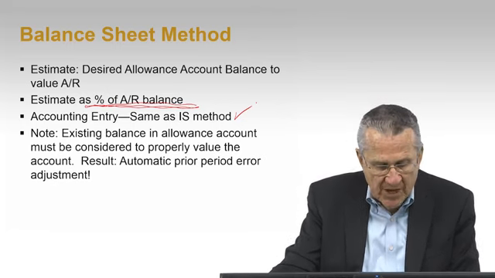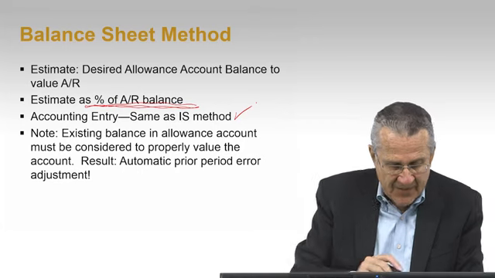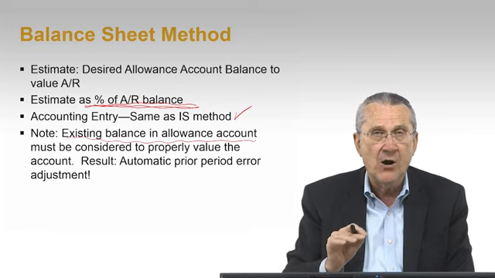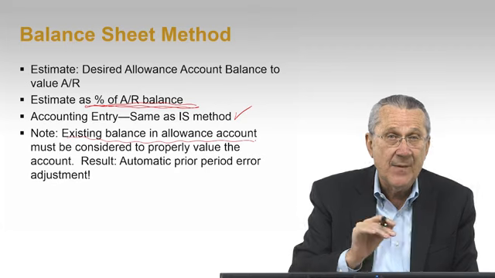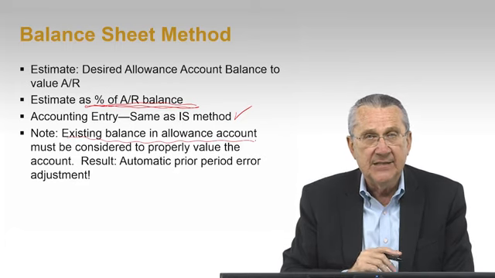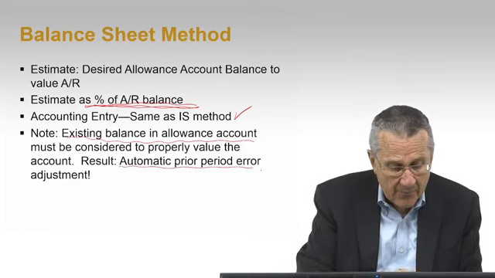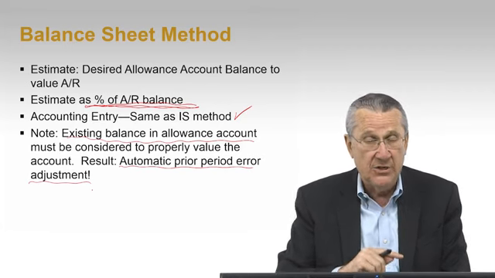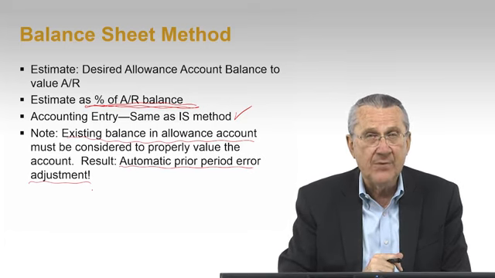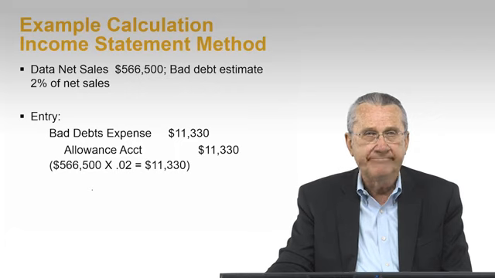Now, please note that if we use this method, something interesting happens. The existing balance in the allowance account, which you remember we said was prior period or periods estimation error, has to be considered to properly value the account. The result is that using this method, you actually get an automatic prior period error adjustment. But you can wind up with some pretty wide fluctuations in the amount of our debit to bad debt expense as a result. So let's see how this works.